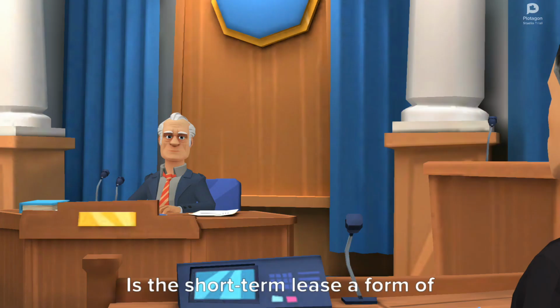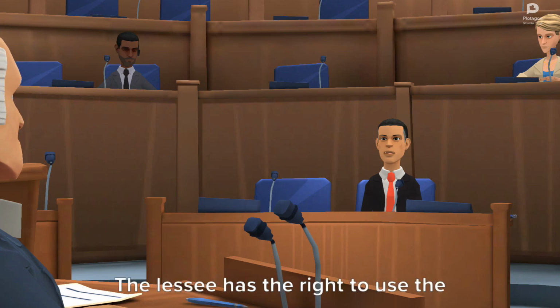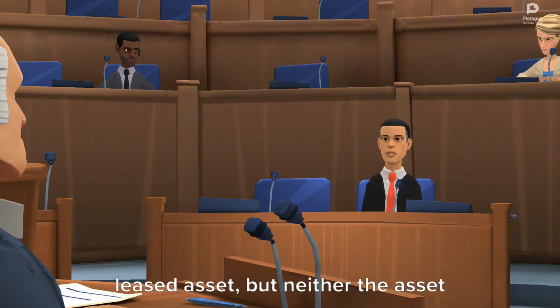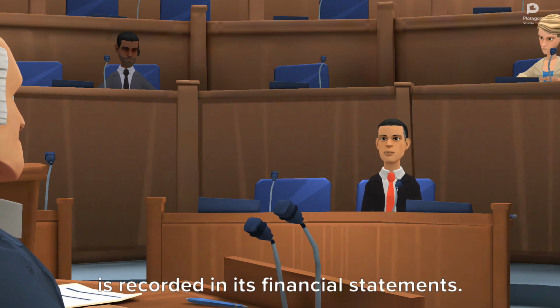Is the short-term lease a form of off-balance sheet financing? Yes, it is. The lessee has the right to use the leased asset, but neither the asset nor the liability for future lease payments is recorded in its financial statements.